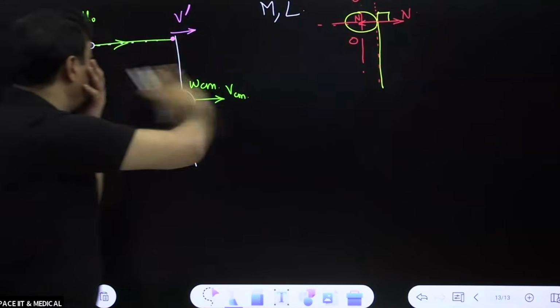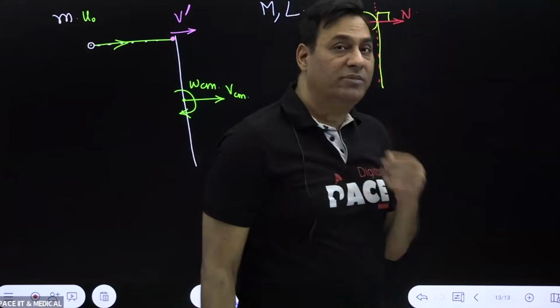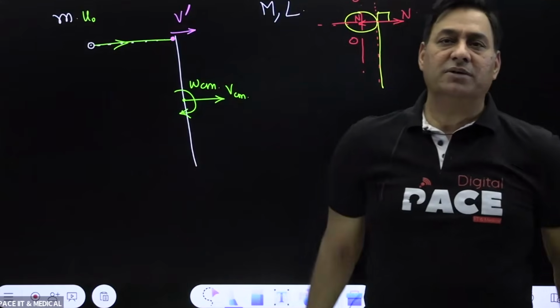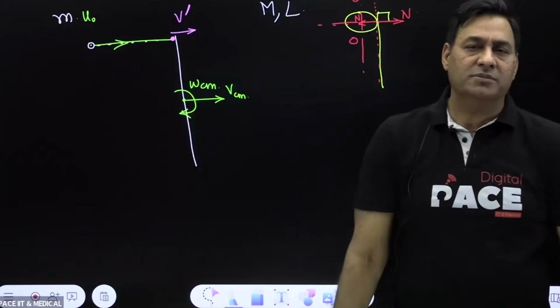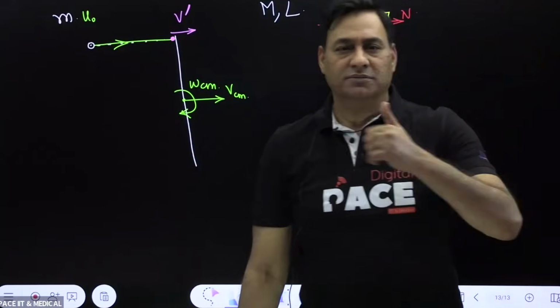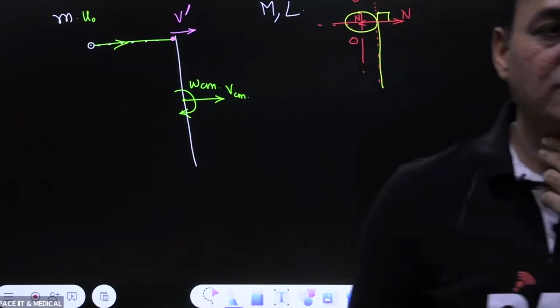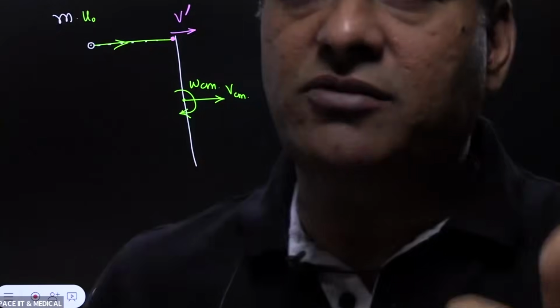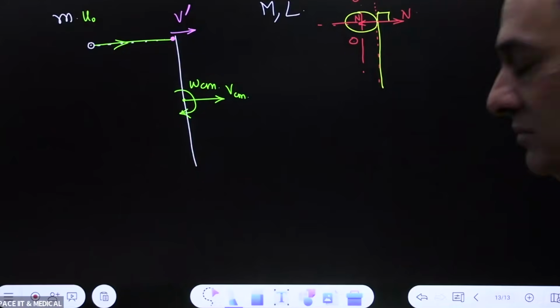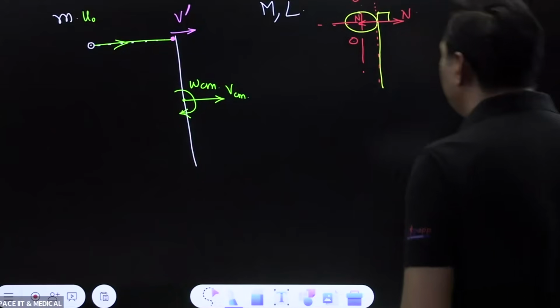Can I conserve linear momentum of the rod and point mass? I assume both of them as one system. Can I conserve the linear momentum of the system? Yes or no? Quick. Yes, sir, whatever force they will exert on each other, that will be internal force. We can conserve linear momentum? Yes, sir. Okay. What will be the equation? Quick.